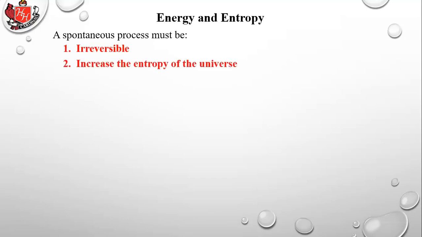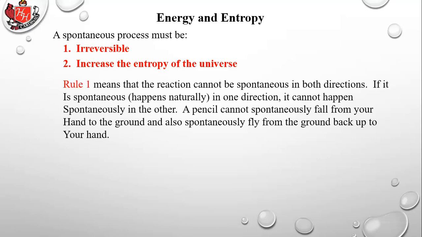A spontaneous process must be 1. Irreversible. 2. Increase the entropy of the universe. We're going to see what that means in a little bit. So rule 1 means that the reaction cannot be spontaneous in both directions. If it is spontaneous, happens naturally in one direction, it cannot spontaneously happen in the other direction. So the SpongeBob example, a pencil cannot spontaneously fall from your hand to the ground and also just spontaneously naturally fly from the ground back up to your hand. It's one or the other. It can't be both.